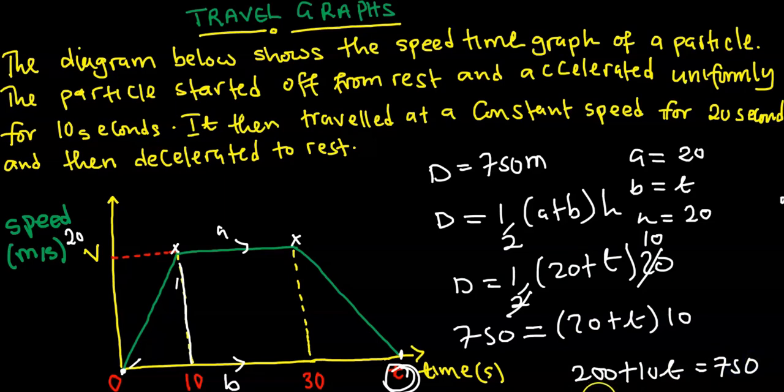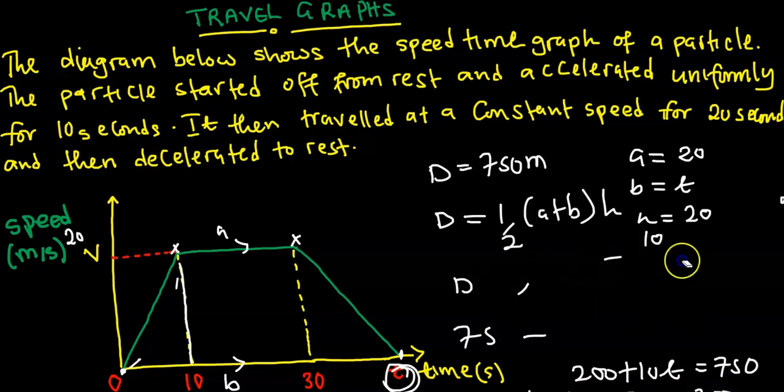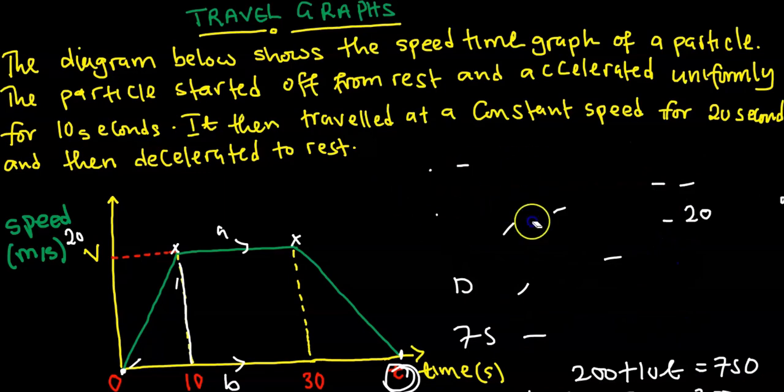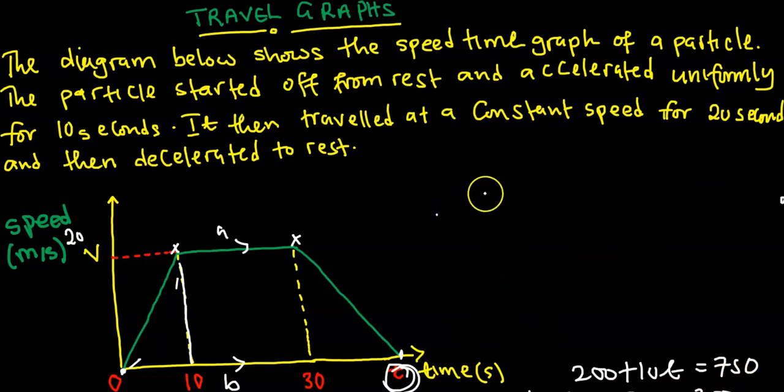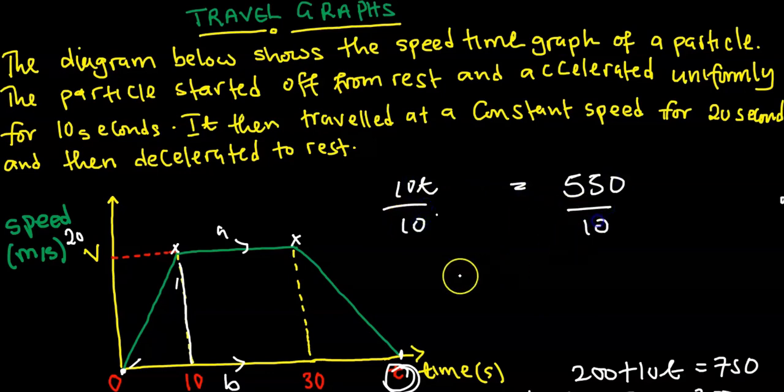So what are we going to do at this point? We collect the like terms. So we are going to have 10t is equals to 750 minus 200. Okay, let me just clear the top part here. And when we subtract there, it is going to give us 550. Okay, then this side you are going to remain with 10t. We want to find t, so divide by 10, and therefore our t is equals to 55. So the time is 55 seconds. That is how you find it. Okay, so that is what we needed to do in this question.